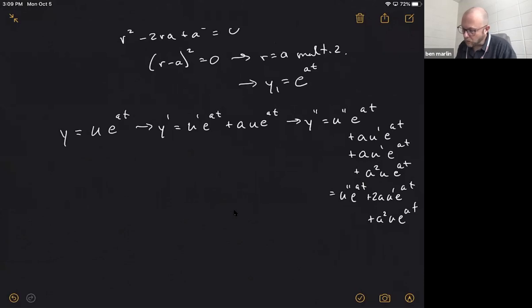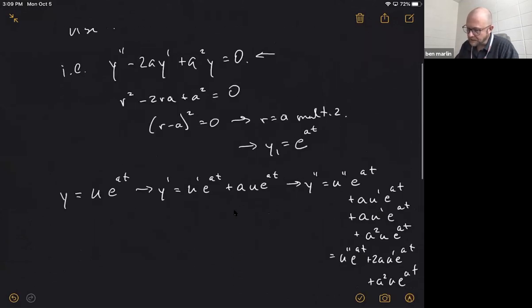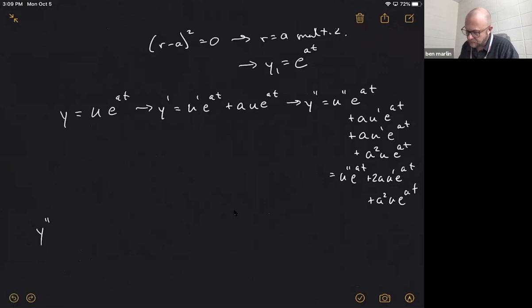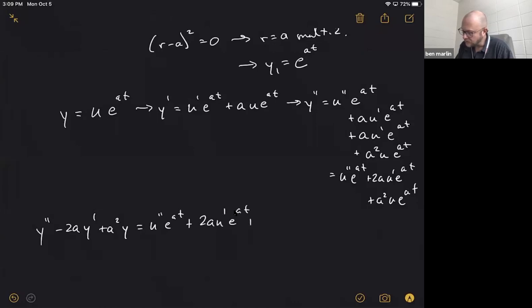So what we're having to write, remember, is y double prime, minus 2a y prime, and then plus a squared y. We're going to set it all equal to 0, but let's go ahead and just expand it out here. And we'll have u double prime e to the at plus 2a u prime e to the at plus a squared u e to the at.